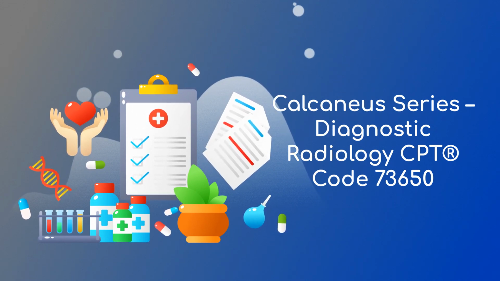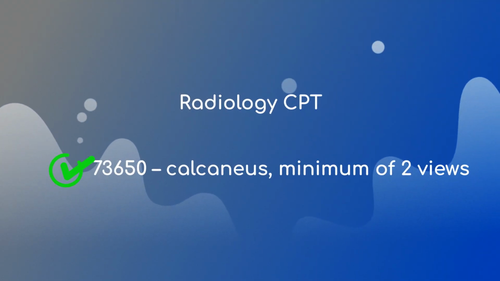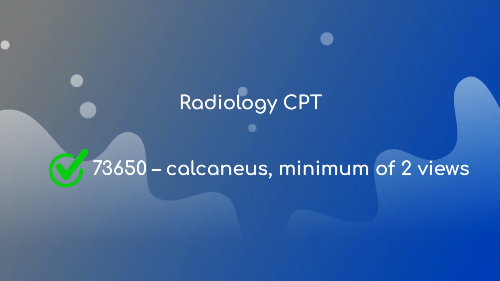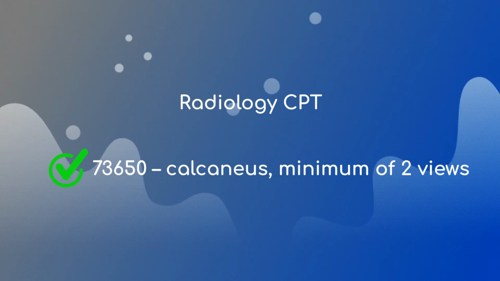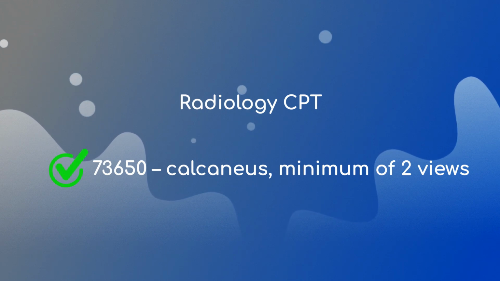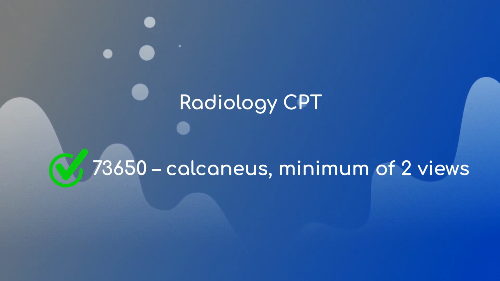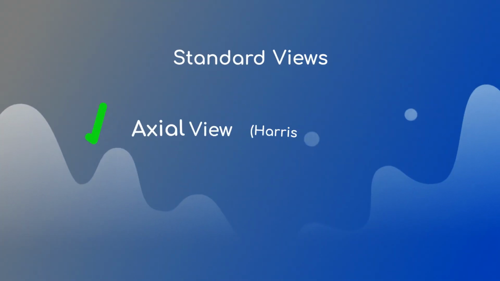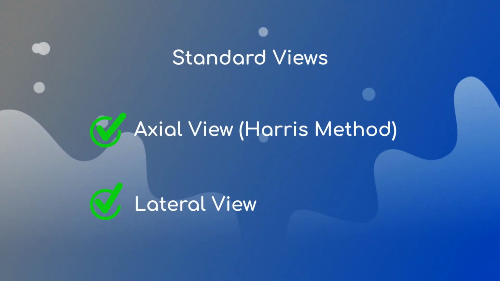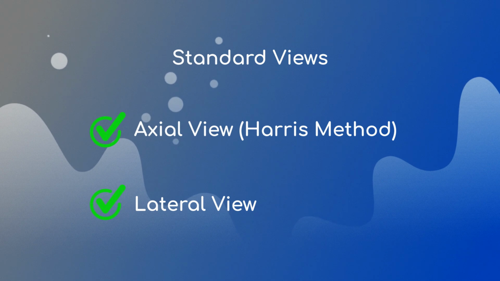Let's get started. Let's review the CPT code used to report this service, 73650, Radiologic Examination, Calcaneus, minimum of 2 views. This code applies when at least 2 radiographic views of the heel bone, also called the calcaneus or os calcis, are obtained. The following views are commonly used to evaluate the calcaneus and its supporting structures.